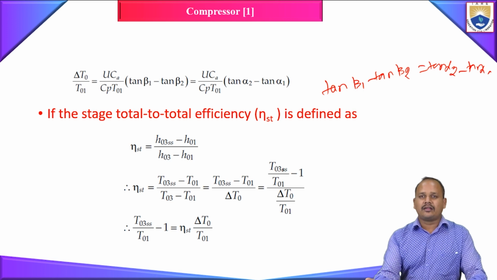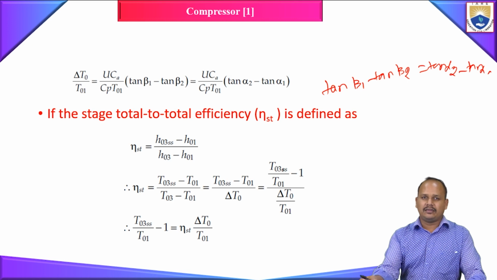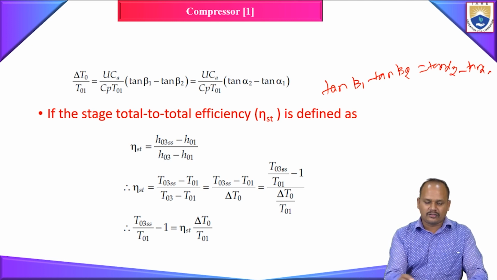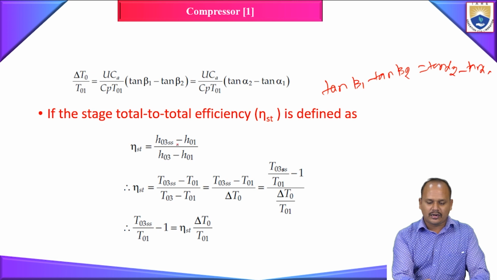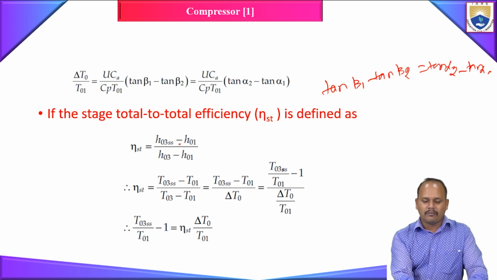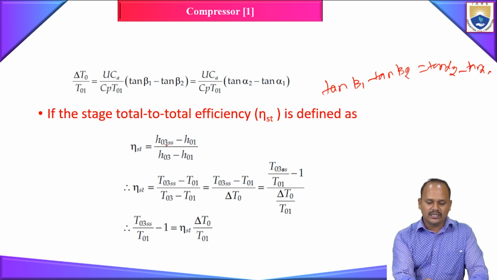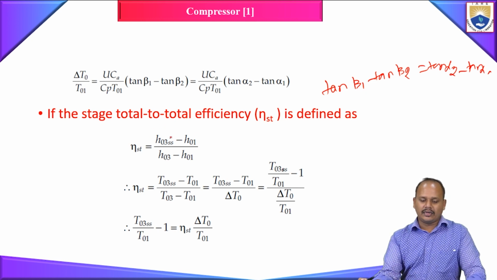That is the enthalpy change in the ideal process divided by the enthalpy change in the actual or real process. Ideal process means the process across your stage will be isentropic. So h03s, this s represents that the process is ideal; basically, it is an isentropic process. h03s minus h01, divided by h03 minus h01. This is the change in enthalpy in the real case scenario, and this is the change in enthalpy in an isentropic process.